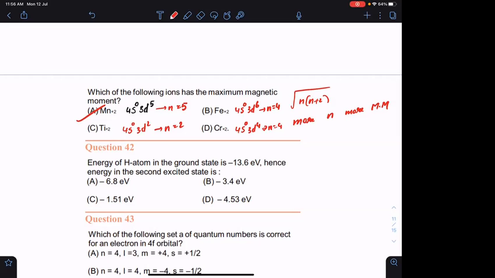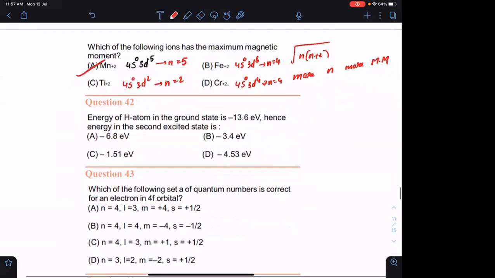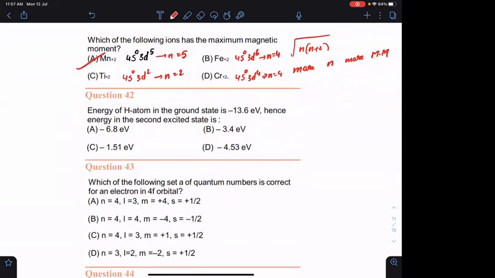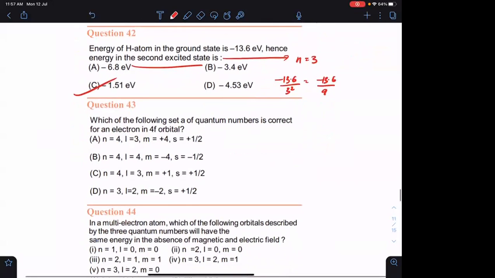Question number 42. Energy of hydrogen atom in the ground state is minus 13.6. Hence, energy in the second excited state. Second excited state means third orbit. So it is minus 13.6 upon 3 square, minus 13.6 upon 9, which is minus 1.51. Okay. Question number 43.